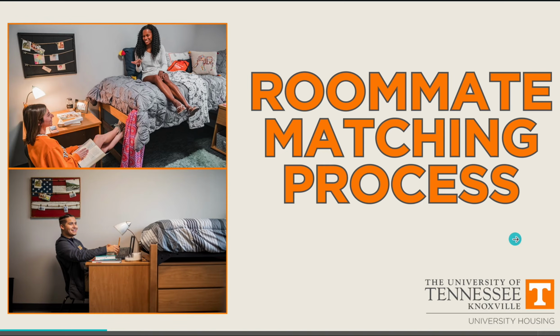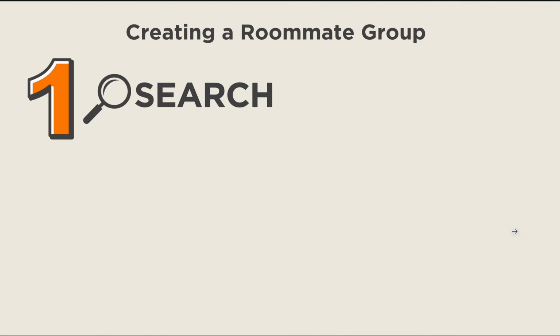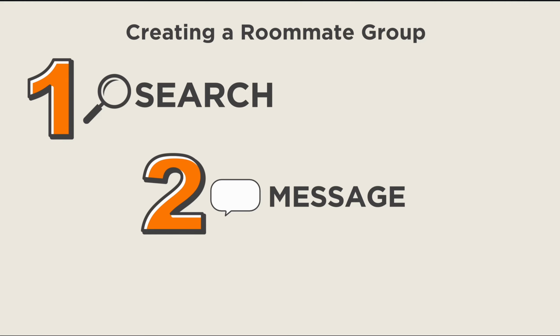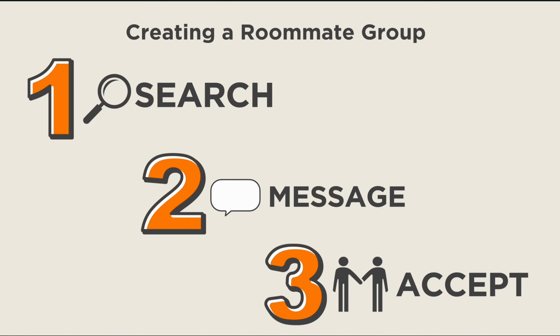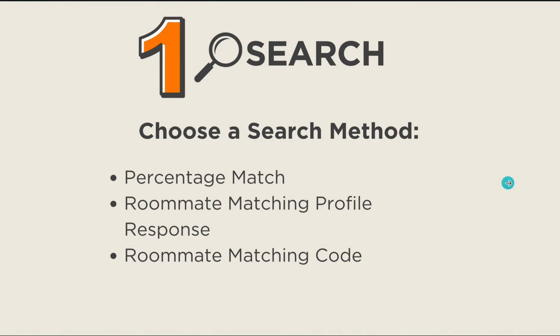In this video, we're going to show you how to create a roommate group. There are 3 steps to creating a group. Step 1 is to search, Step 2 is to message, and Step 3 is to accept. There are 3 methods to search for someone. You can search by percentage match, roommate matching profile response, or someone's roommate matching code.